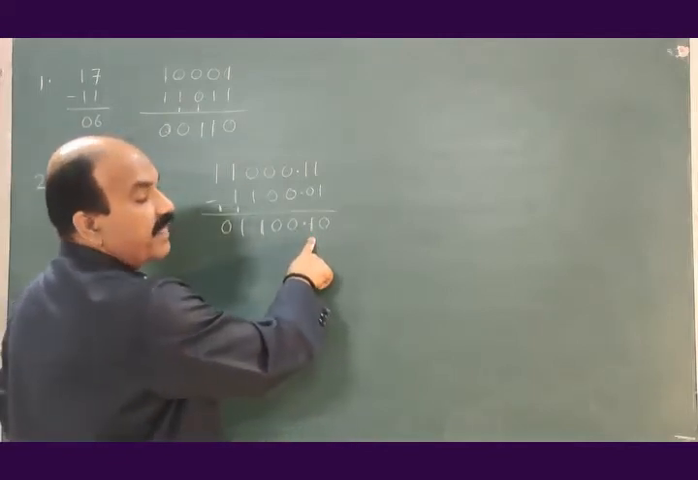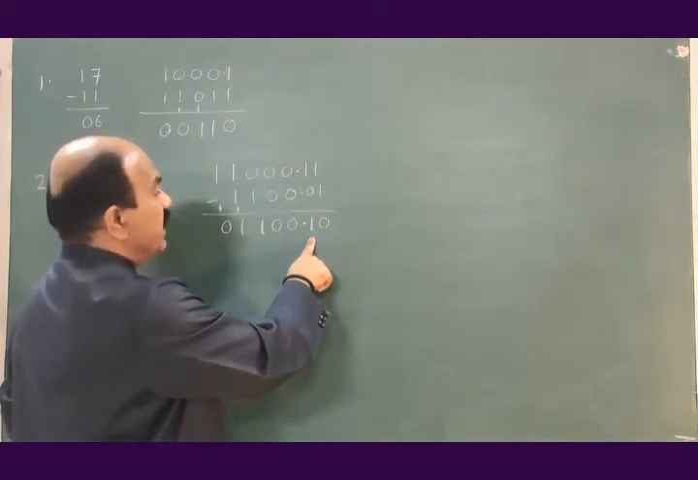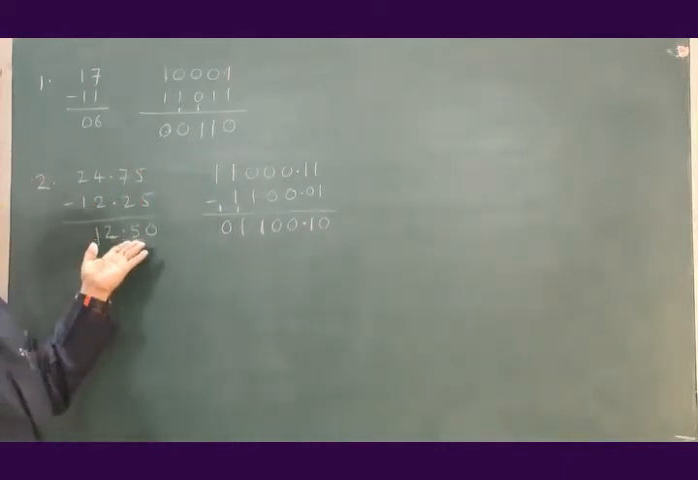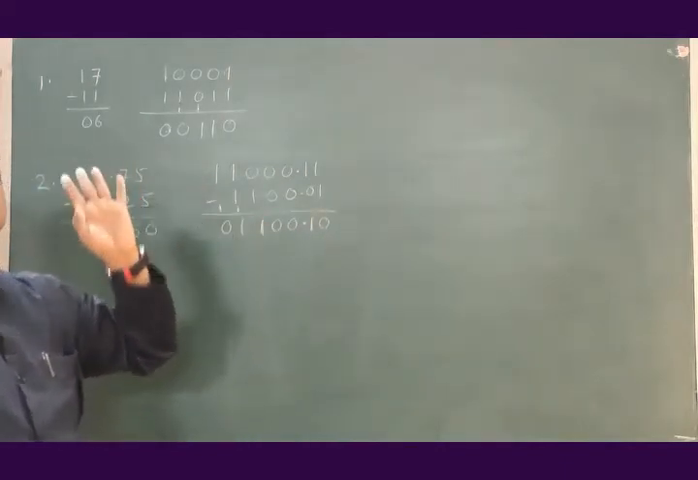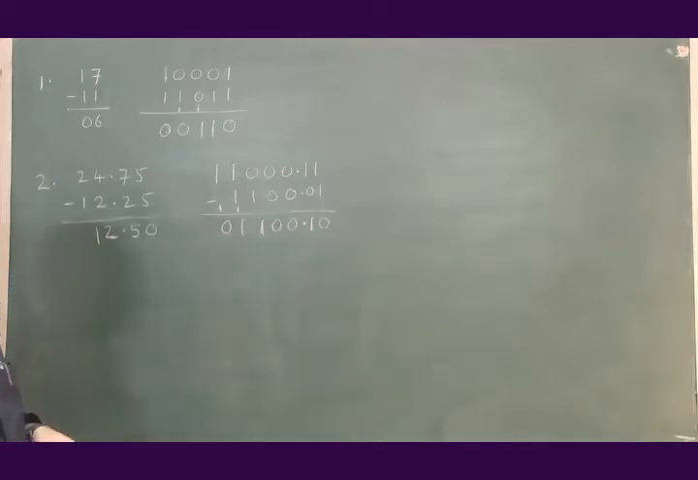Here it is 1 divided by 2. 1 divided by 2 is 0.5. So it is 12.5. This is the subtraction. Let us go for one more example.